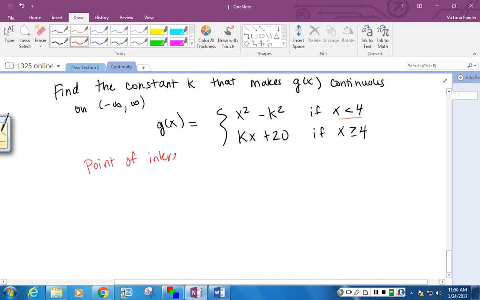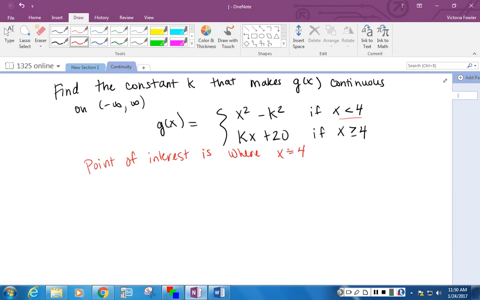So my point of interest, where I think there perhaps would be a discontinuity, is where x equals 4. And my job is to make sure that that is not going to be a point of discontinuity. And so I've got to come up with a way to make sure that this thing is continuous.